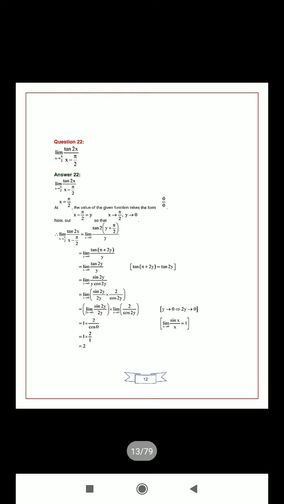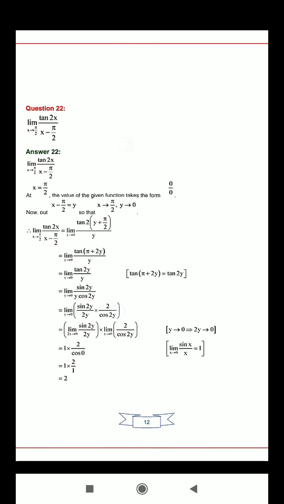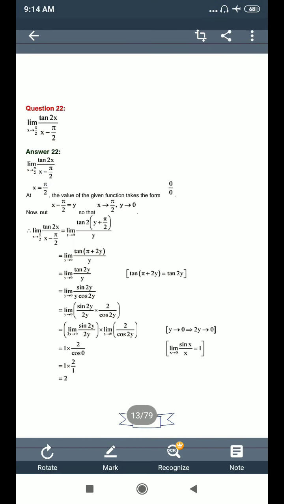The next question is limit x tends to pi by 2, tan 2x divided by x minus pi by 2. So I will solve this question. You see, it is x tends to pi by 2 is limit is given. If you put x equal to pi by 2, it is 0 by 0 form, because it will become tan pi upon 0. If I replace x by pi by 2, it is tan pi upon 0, that is 0 by 0 form.